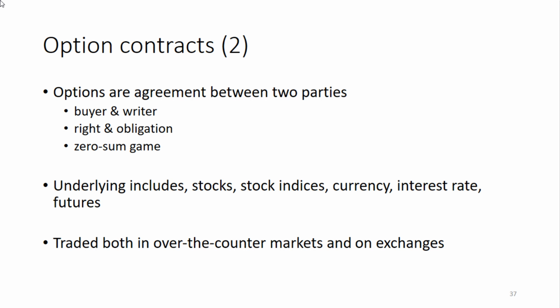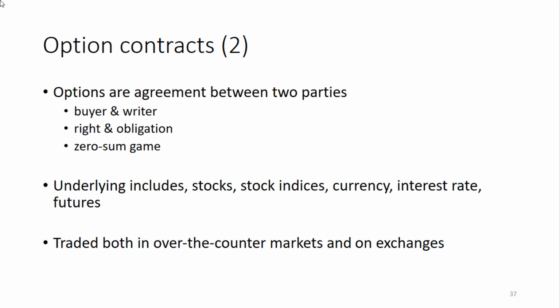So what is an option contract? An option contract is an agreement between two parties. One of the parties is the long position, the other one is the short position. So the long position we also call the buyer, the short position the writer. The long position or the buyer is the buyer of the contract, and the writer is the seller of the contract.